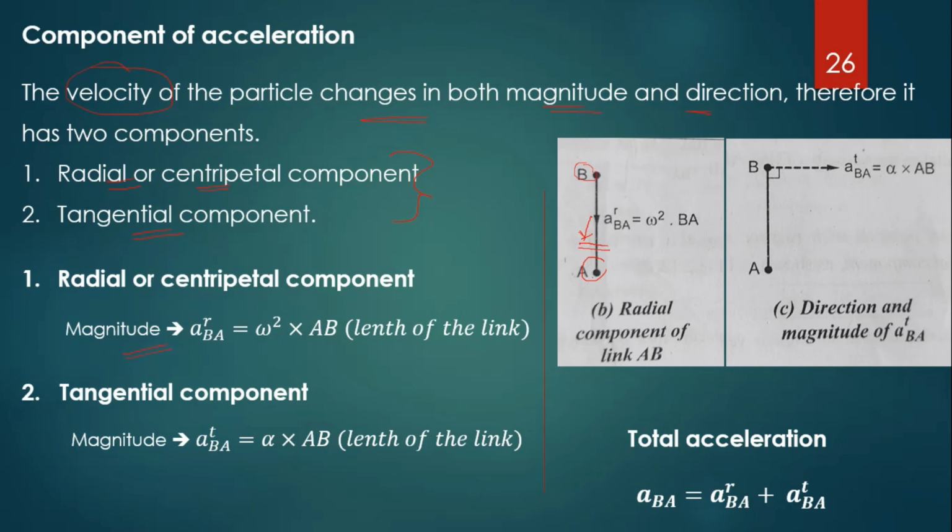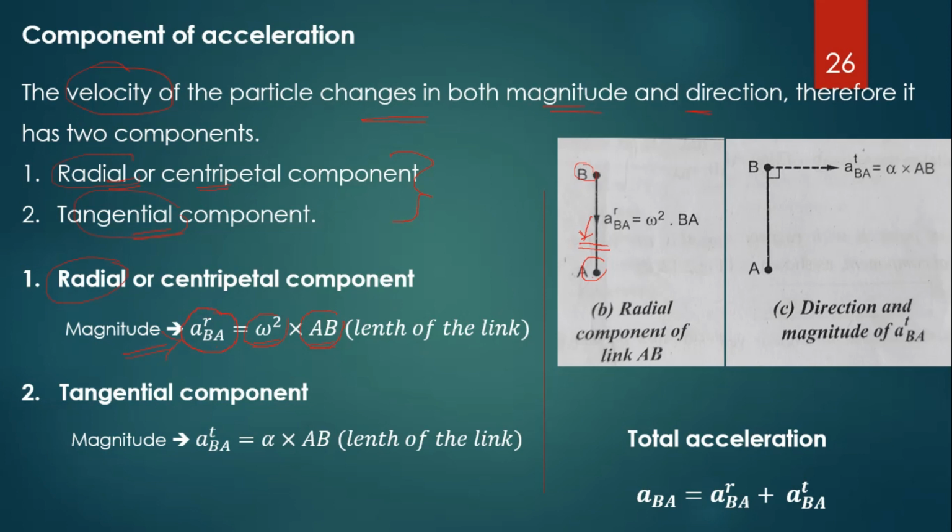So this is the formula for calculating magnitude. It is simply called the radial component and tangential component. The acceleration of the radial component of BA is equal to omega squared into AB. Omega squared is the angular velocity squared, into the corresponding length of the link. The direction of the radial component is towards the center of rotation, as we already discussed.